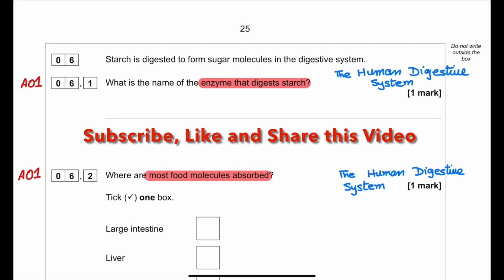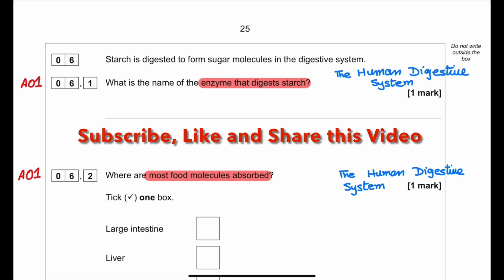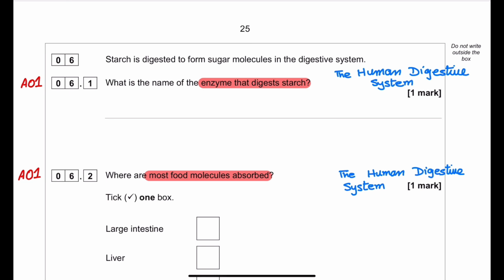Question number 6. Starch is digested to form sugar molecules in the digestive system. 6.1 is an AO1 question, and this question is from the human digestive system. What is the name of the enzyme that digests starch? Student must remember the name of the enzyme which digests starch. The name of the enzyme is amylase.